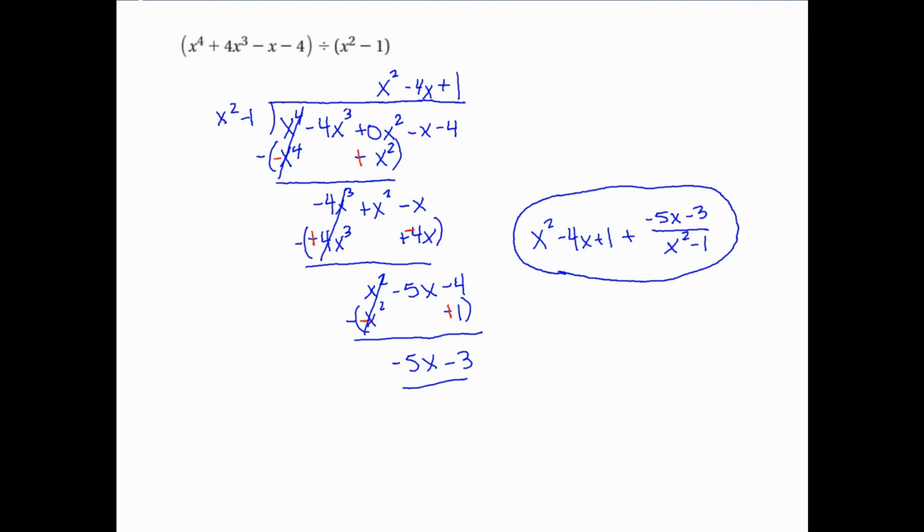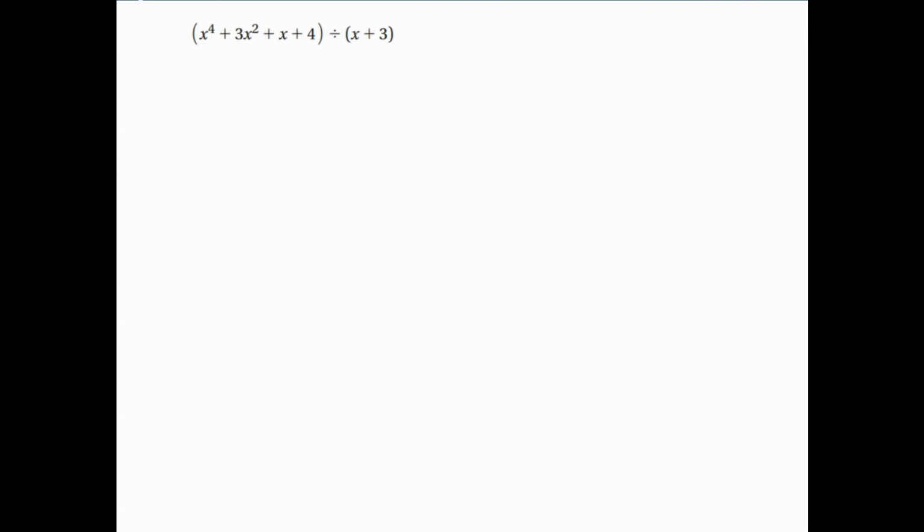Alright, on to our last problem. And I want you to stop, try this one on your own, and then check your answer as we go. But here we go. So we're going to set it up still with long division. Okay, so here's the x plus 3 again. And then put in x to the 4th plus 3x squared.